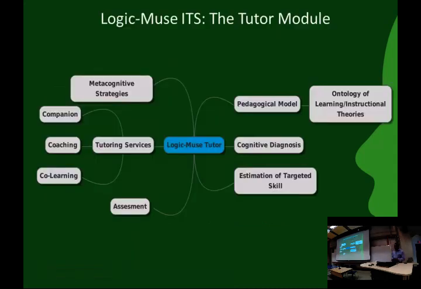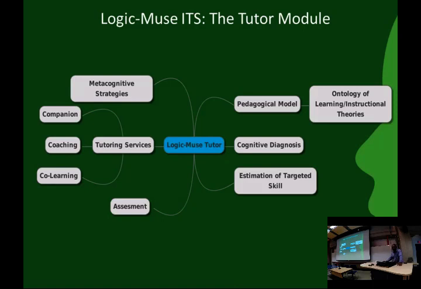So for the tutor, we have a great design of what we want to do, but even if all these are not already in place, a tutor will be able to have some strategies, metacognitive strategies, so that correcting learners' errors will be done so that a student can reflect on his own production, on his own errors.